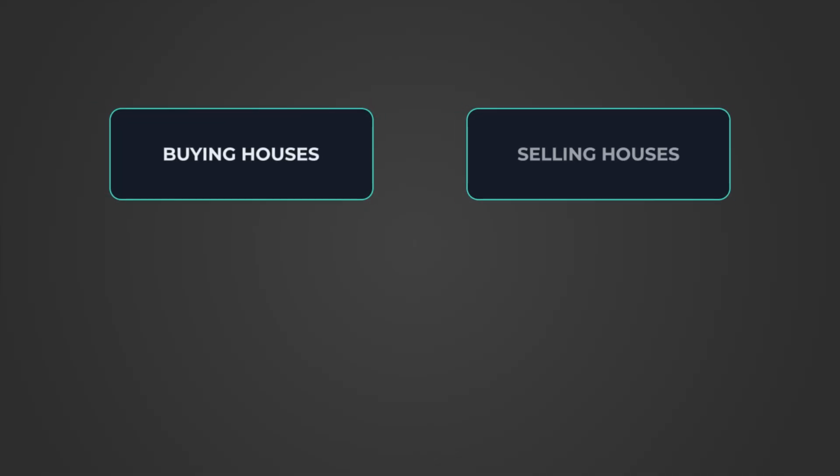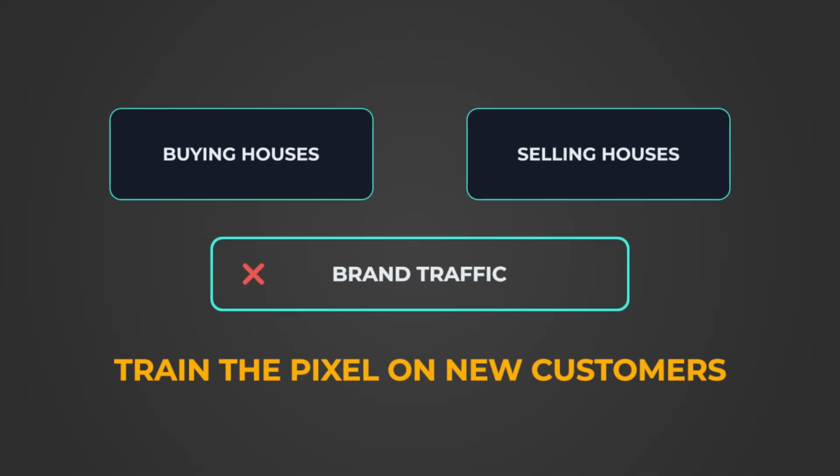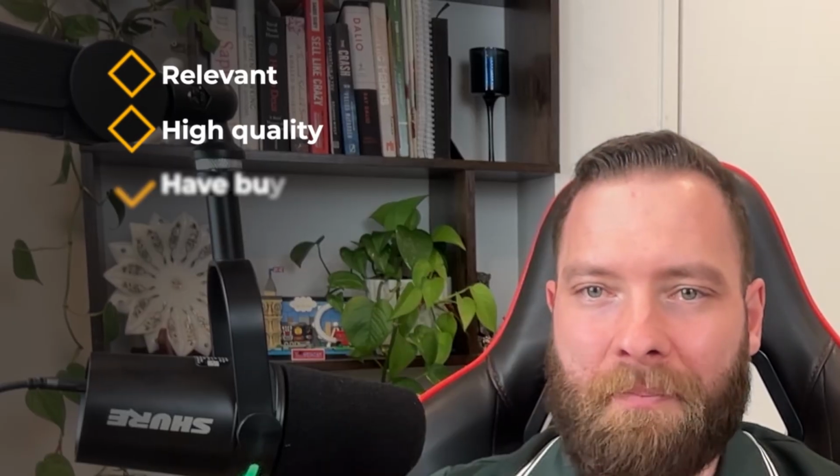So the first thing we did when we came in here is we separated the campaigns and added negative terms for the brand to ensure that the pixel is being trained on relevant searches to the relevant campaigns. From there, we continue to work with the customer to make sure the leads that are coming in are relevant, high quality, and have buying intent.